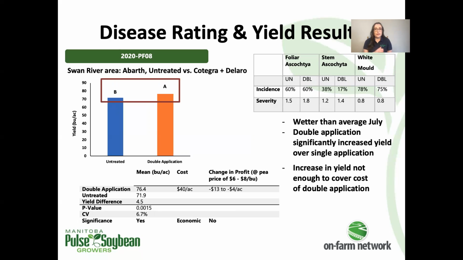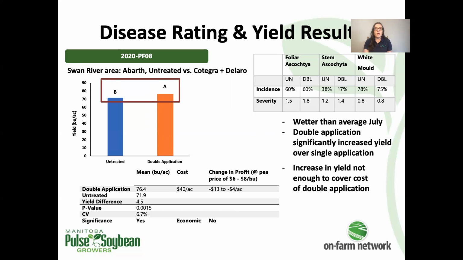Both of the Swan River area trials had significant yield differences between treatments. And there's a really important distinction here between these two trials and the remaining pea fungicide trials from 2020, in addition to, obviously, they're in different regions, but that actually played into this. So July 2020 in Swan River was far more wet than normal, and that wasn't the case for the regions where our other pea fungicide trials were located.